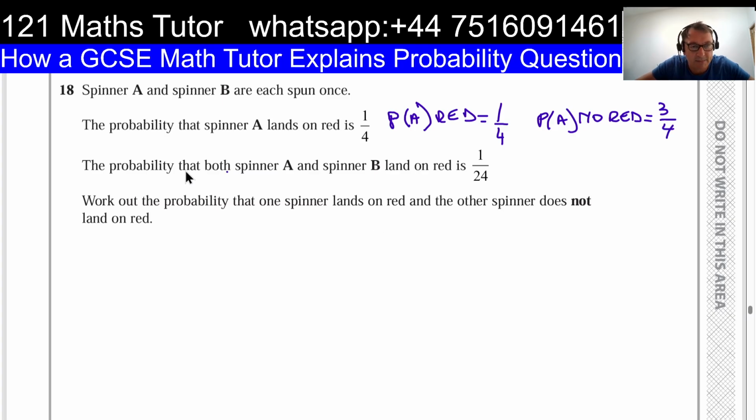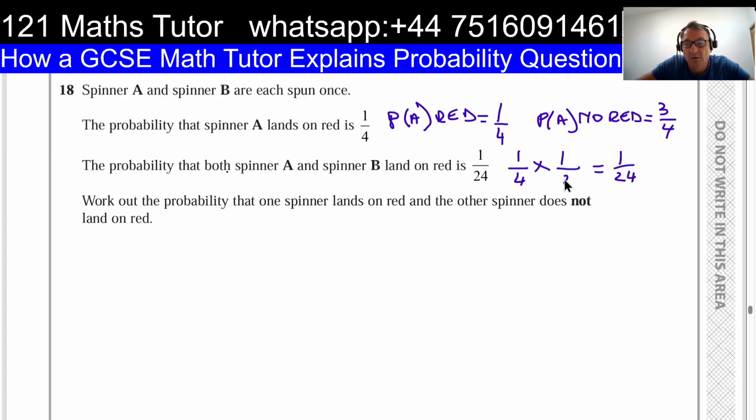Let's read the second statement. The probability that both spinner A and spinner B lands on red is 1 over 24. So probability of A is 1 over 4 times the probability of the other one to land on red is 1 over 24.